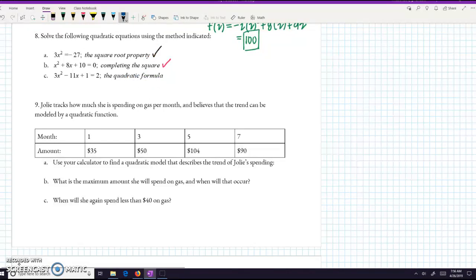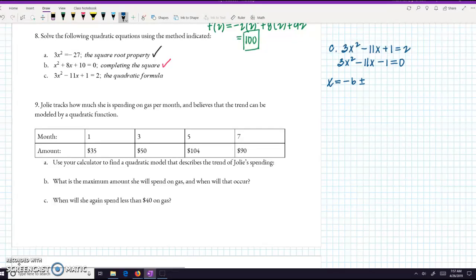But you want to remember that in order to use the quadratic formula, you do need all of your terms on one side. So I'm going to subtract that 2 from the right-hand side, and that's going to give me 3x squared minus 11x and then minus 1, which is equal to 0 if I subtract that 2 over from positive 1. So now I need to plug into my quadratic formula.